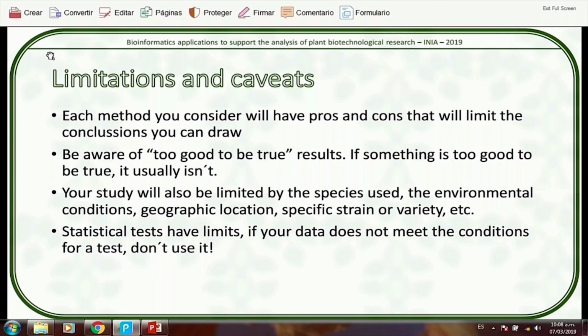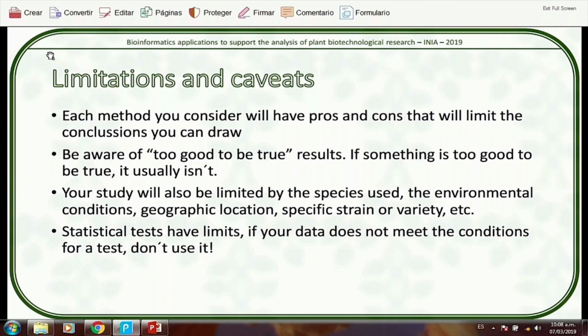Your study will also be limited by the species you use, the environmental conditions you're working in, the geographic locations you're working in, and a specific strain or variety of the plant species, which goes to what Andrea was saying before.